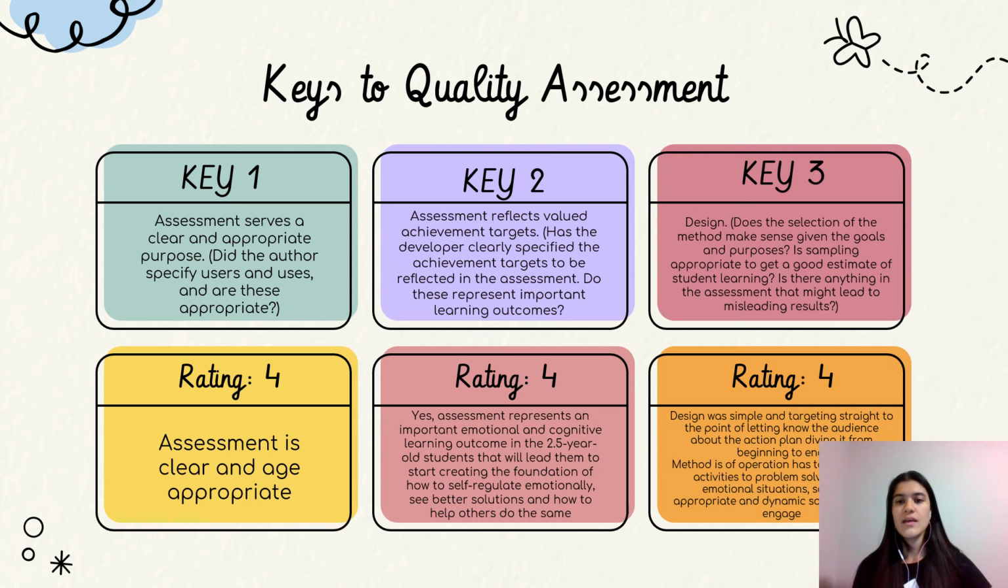The key number 3 will be design, and the rating will be 4 as well because the design was simple and targeting straight to the point of letting the audience know about the action plan, dividing it from beginning to the end. And the method of operation has to do with daily activities to problem solve social and emotional emotions. So it is age appropriate and dynamic so the students can engage.